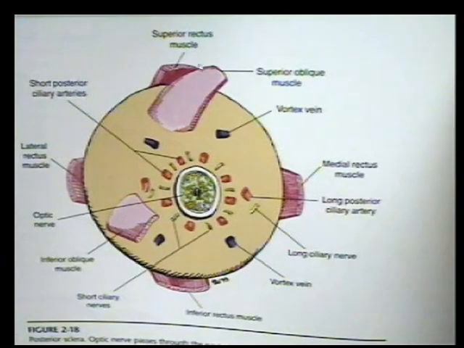All right, here's a little diagram, and you can see we're looking at the back part of the sclera. We can see the optic nerve here. We can see the long and short ciliary arteries and veins punching their way through. We can see that we have four venae vorticosae, or vortex veins, one in each quadrant. So that's what the back of your sclera would look like.